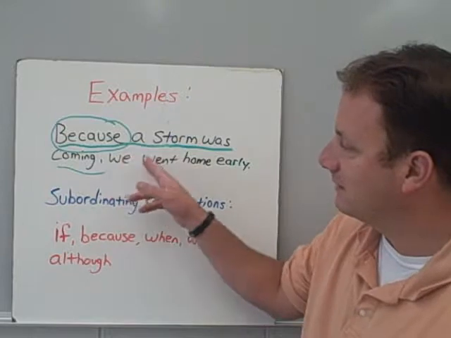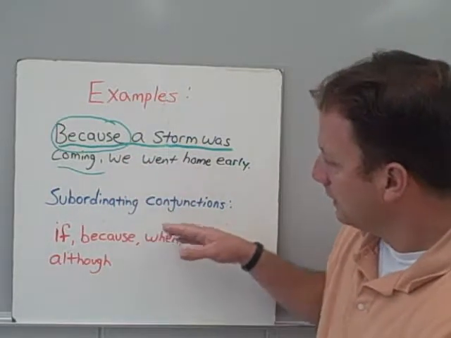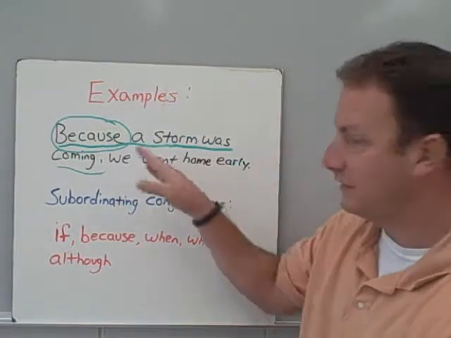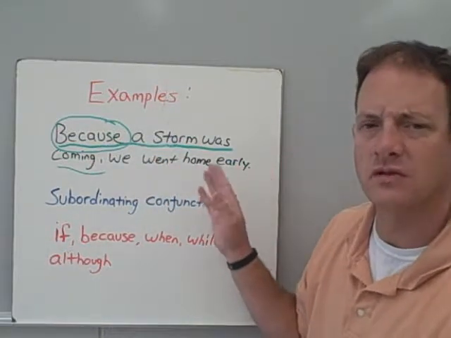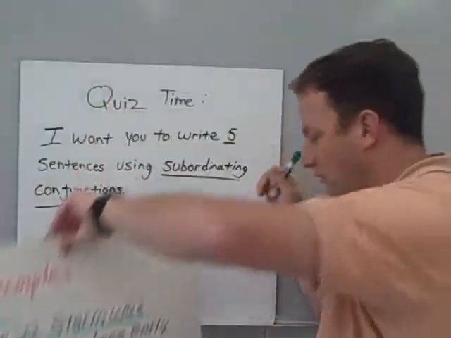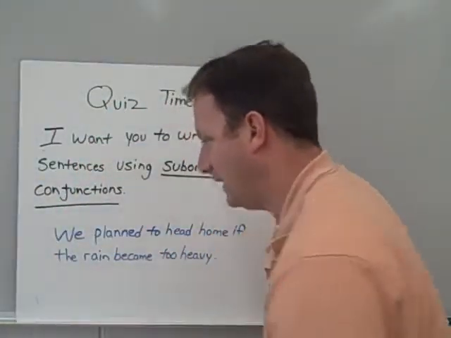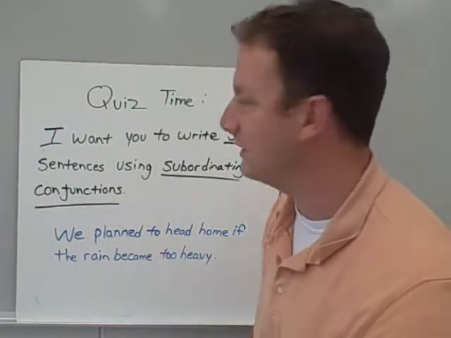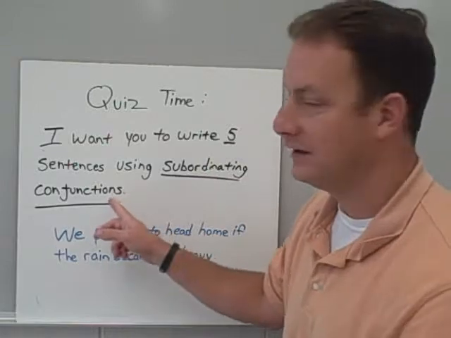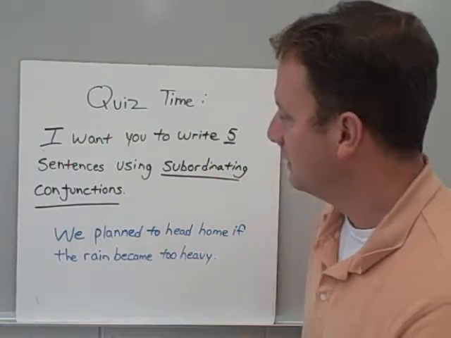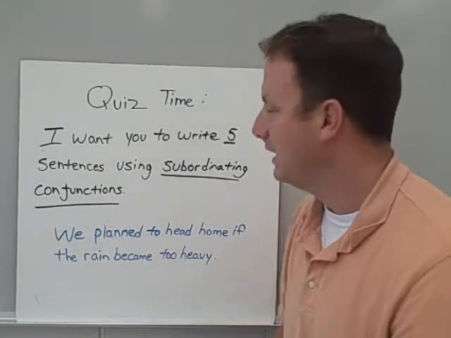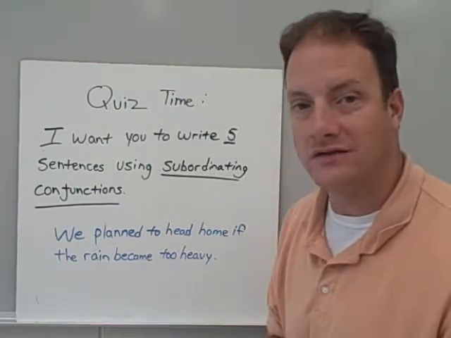Now going back to this example. This is a subordinating conjunction that starts the sentence. Sometimes they will be at the end, and we'll talk more about that in class. Okay? Now, here's where I want to quiz you. Your challenge tonight, or when you watch the video, is I want you to write 5 sentences using subordinating conjunctions. Okay? So what I want to see on your paper is 5 sentences written down, and I want you to have some subordinating conjunctions in there.